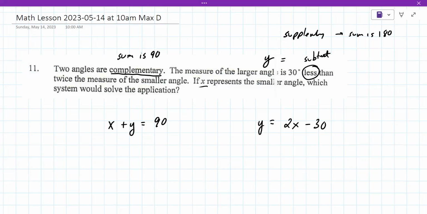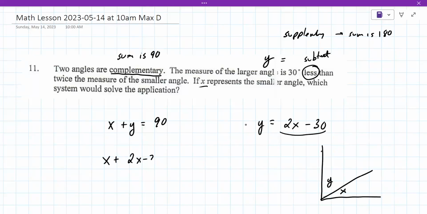Okay, now think about the context of the problem. These are angle measures. So if I were to draw this, this one down here is angle X and this one over here is angle Y. Angles cannot be negative. They just can't. So let's take a look here together. X plus, and now instead of Y, it's 2X minus 30 equals 90.